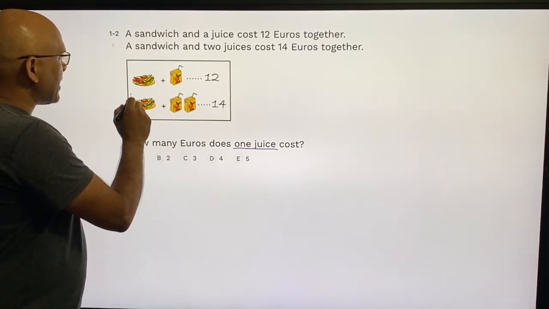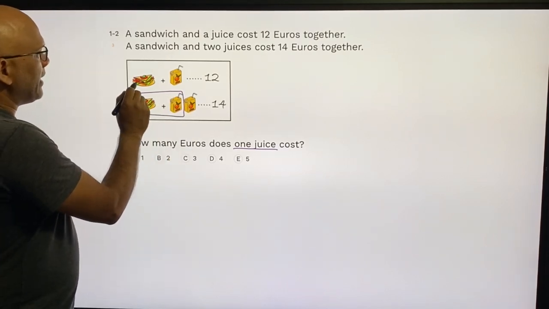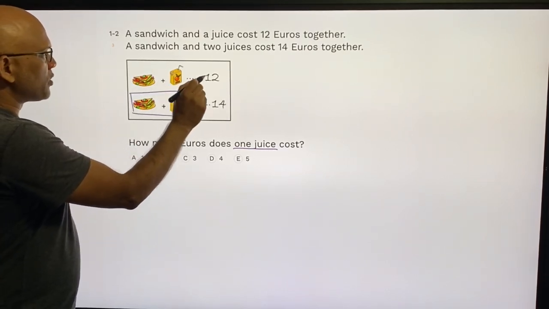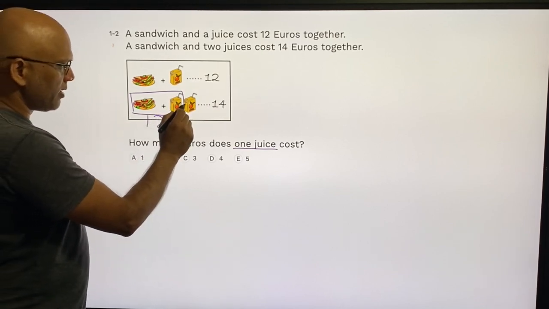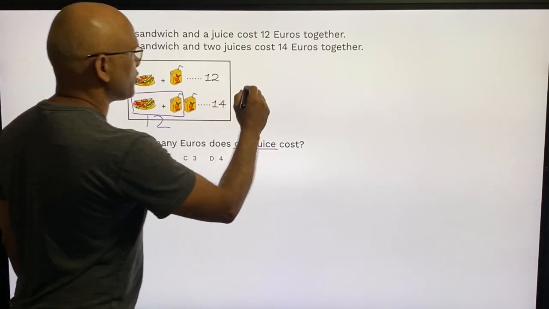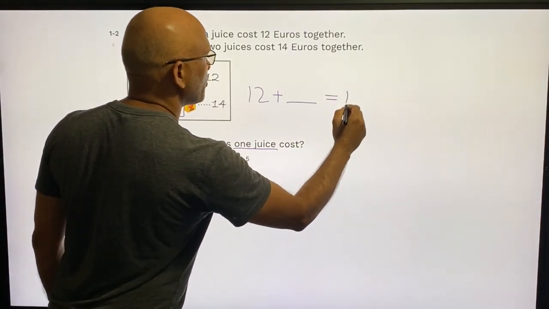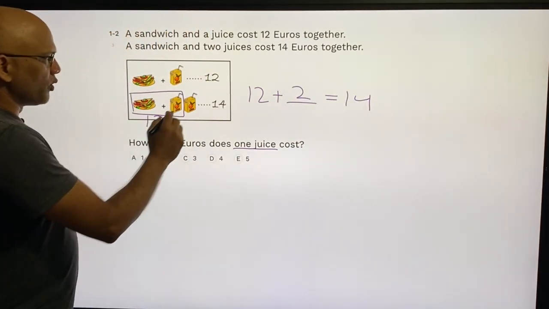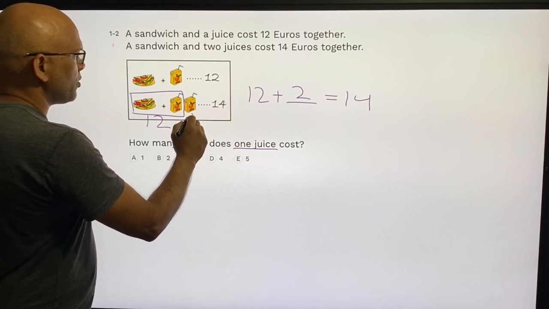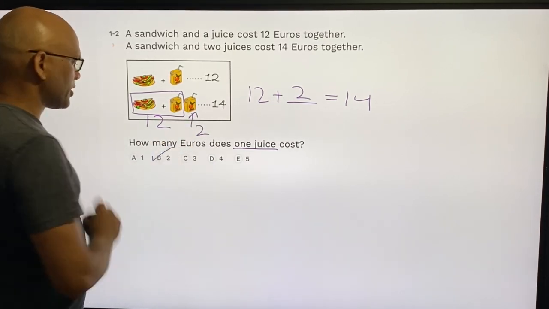Here I can see that I can group it like this. And I know that one sandwich and one juice is 12 euros. So I can write this as 12 plus something is 14. So 12 plus what number is equal to 14? 12 plus 2 is 14. So here the juice must cost 2 euros. So 2 is the correct choice.